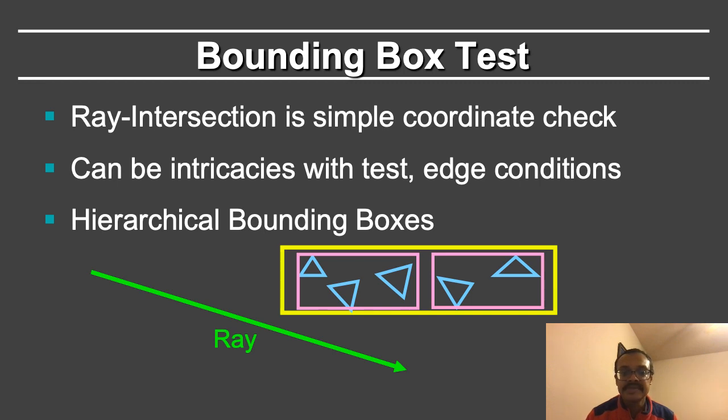Intersecting a ray with a box is in many cases a simple coordinate check. We will talk a little bit about the mechanics of this ray-box intersection. Note that there can be intricacies with this test and you do need to consider some edge conditions, but on the whole it is a very simple test. You can also have hierarchical bounding boxes. That is, you can have one bounding box for some of the objects, another bounding box for another part of the objects, and then you can put that together in a larger bounding box.